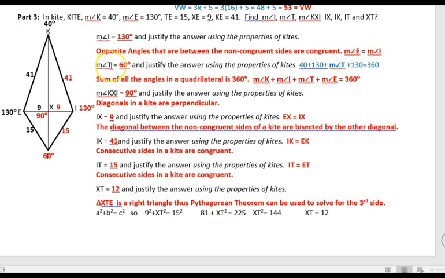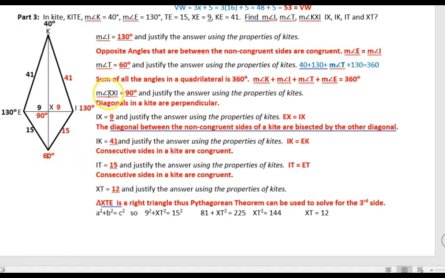Then we're asked about the measure of angle T. Angle T is down here. Now the way we would get that is, remember, the sum of all these angles added together has to be 360 degrees because the sum of angles in a quadrilateral is 360. So we're just going to basically add up all that we have and set it equal to 360. When we do that, we're going to get 40 plus 130 plus the measure of angle T plus 130 is equal to 360. When we do that, we get that it's 60 degrees down here.